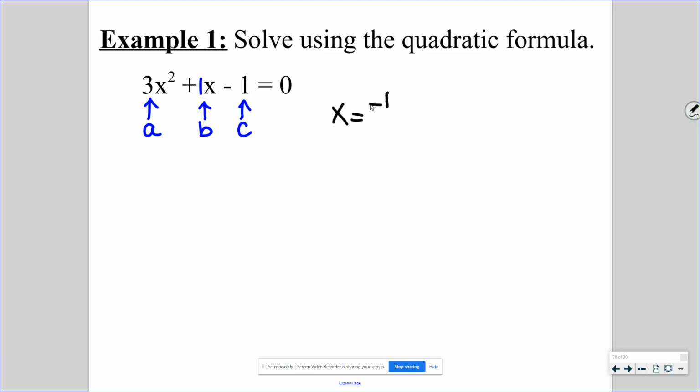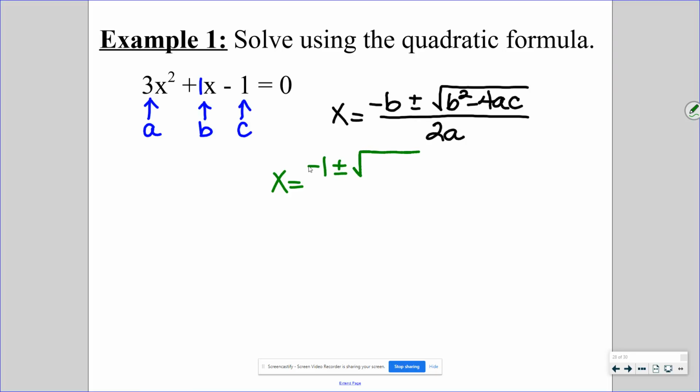So the formula itself, remember there's a little song I think that Mrs. Young sings to remember the quadratic formula, but this is it. This is the formula there. And all I have to do is identify my A, B, and C values and then plug them in. B is 1, but I have negative B at the beginning. And then I need B squared minus 4 times A times C, all divided by 2 times A.